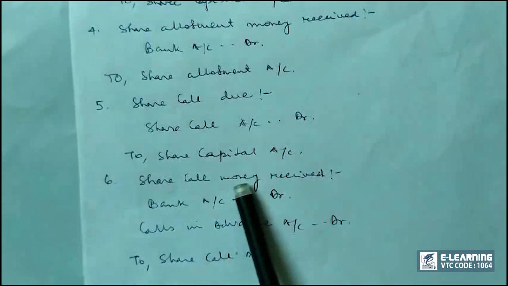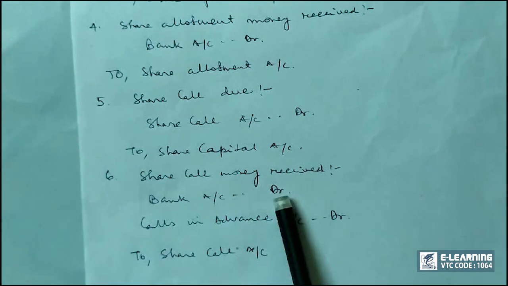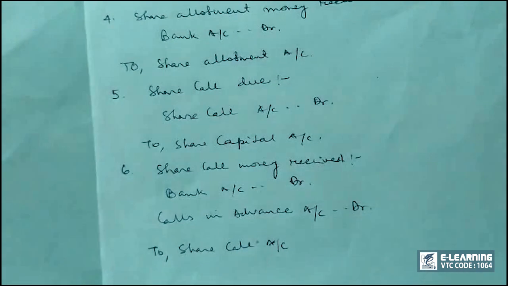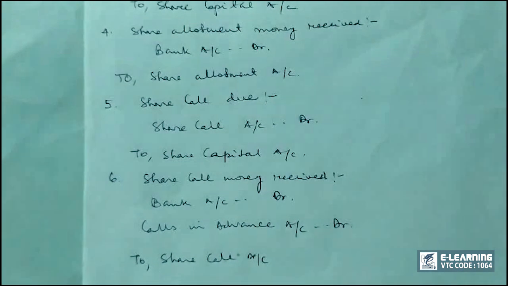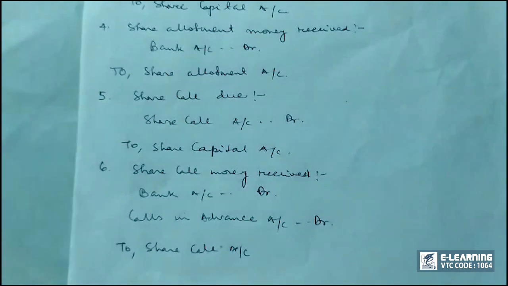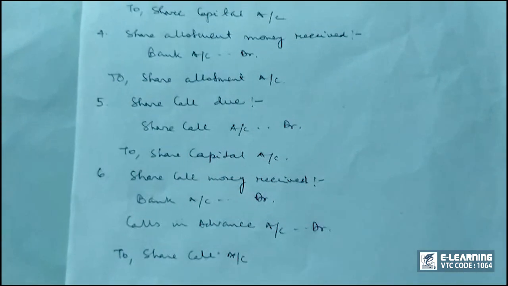The last is when share call money is received. It would be bank account debit, calls in advance account debit if there is any, to share call account. Calls in advance means any money received before the original call is due.